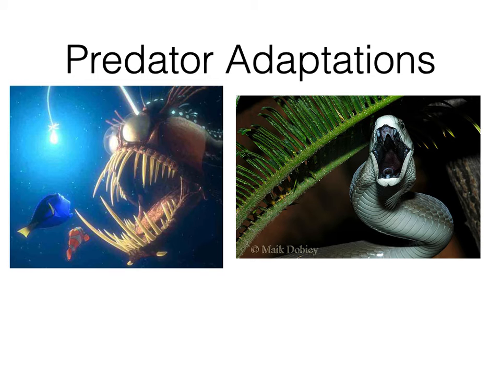It is the fastest snake in the world on the ground. It can slither at about 12 miles an hour if it wants to, which is very, very fast. And it's also the second longest venomous snake in the world, and can grow up to 14 feet. So this snake is just a nasty piece of business. But venom in and of itself is a spectacular predatory adaptation.